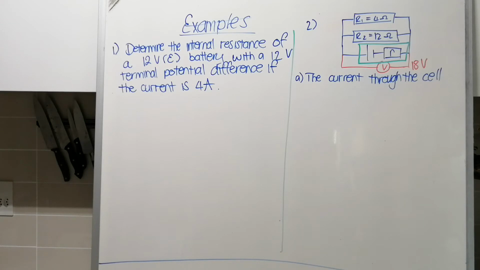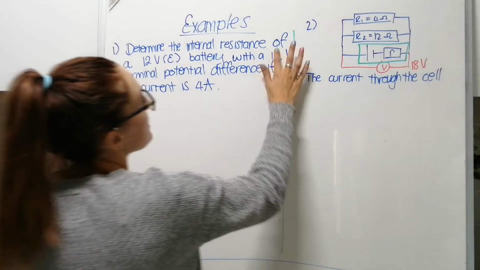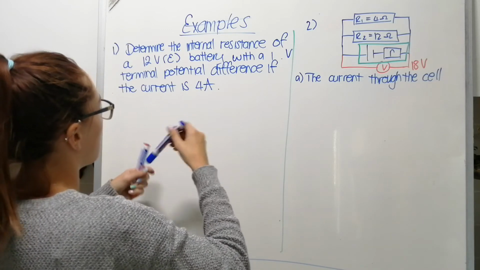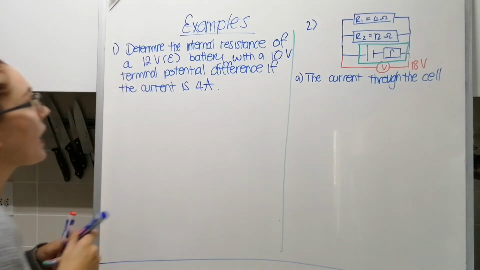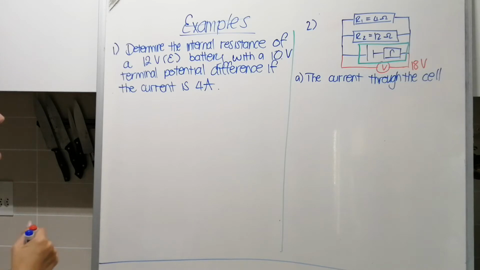Okay guys, so we've got two examples. Example 1 there on the left says we need to determine the internal resistance of a battery with an EMF of 12 volts and a terminal potential difference of 10 volts. Sorry, I had written something down wrong, I was reading question 2. And they give us that the current is 4 amps. So we need to determine the internal resistance.